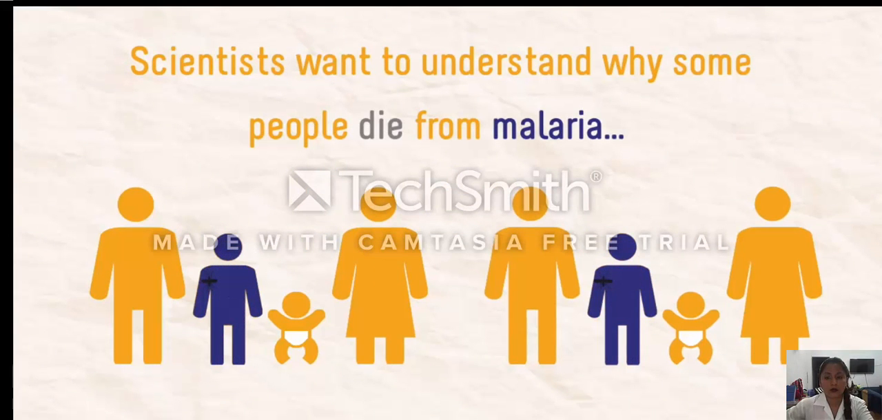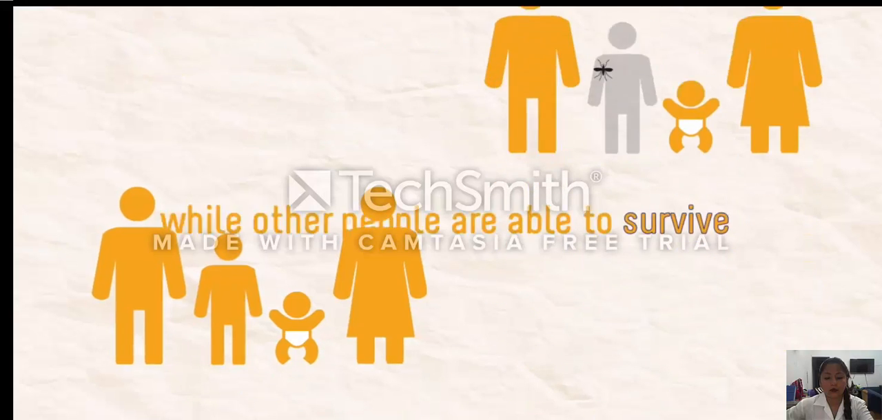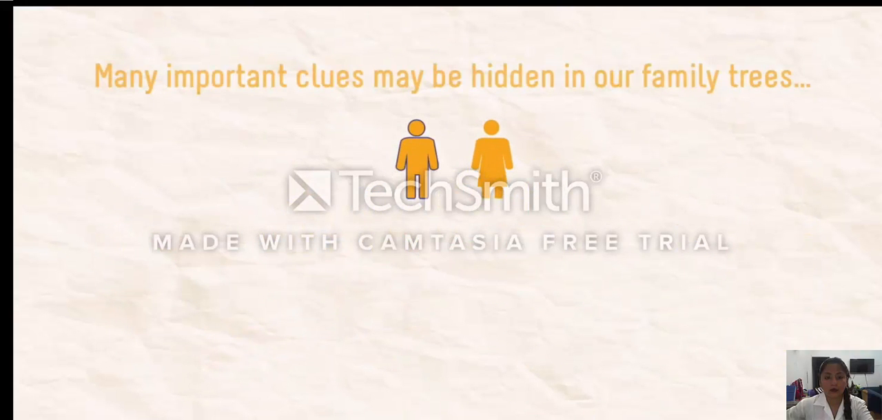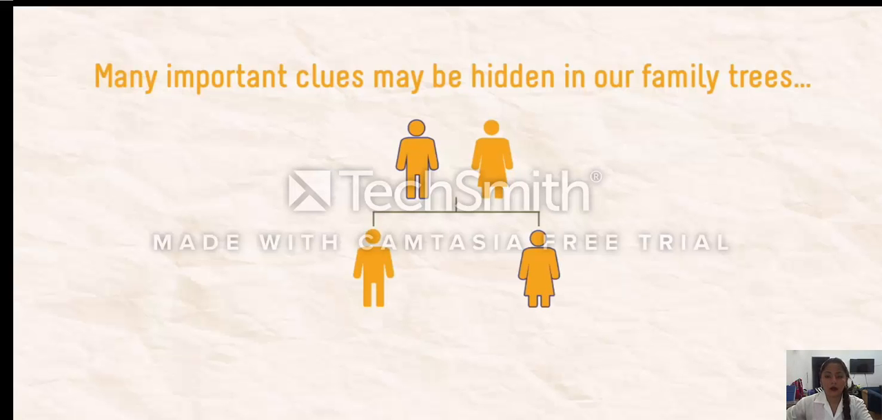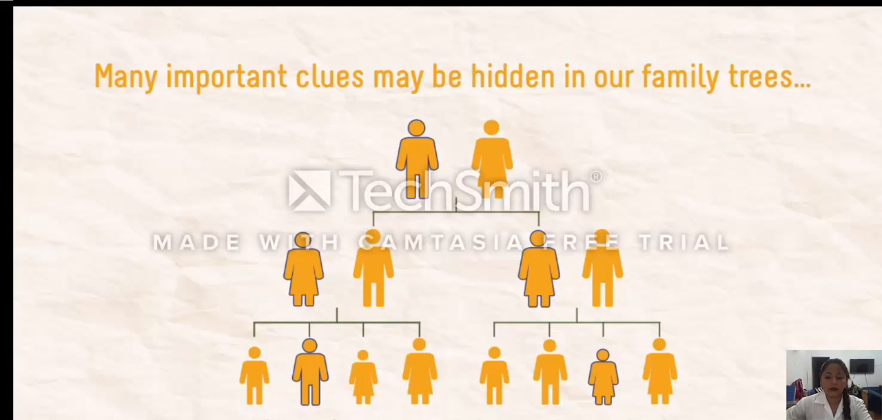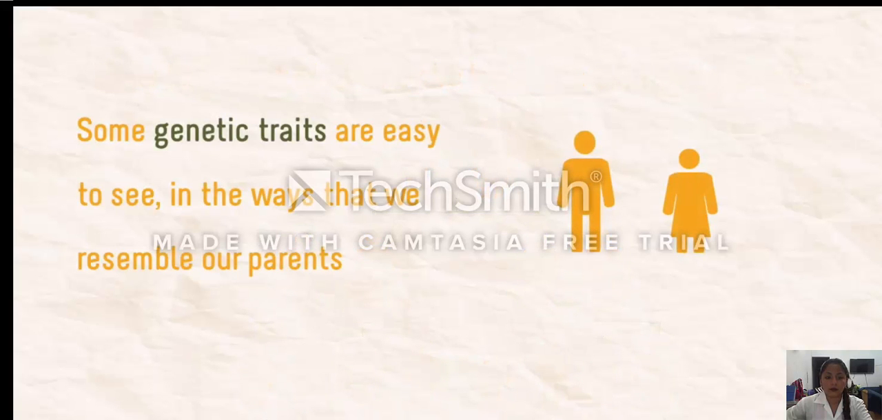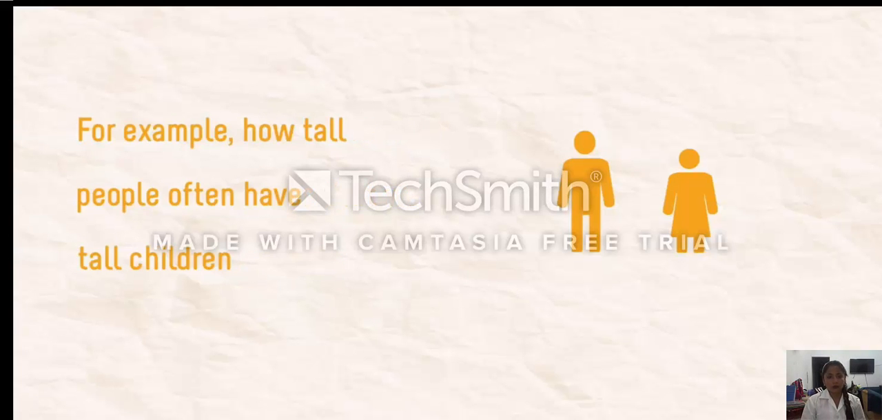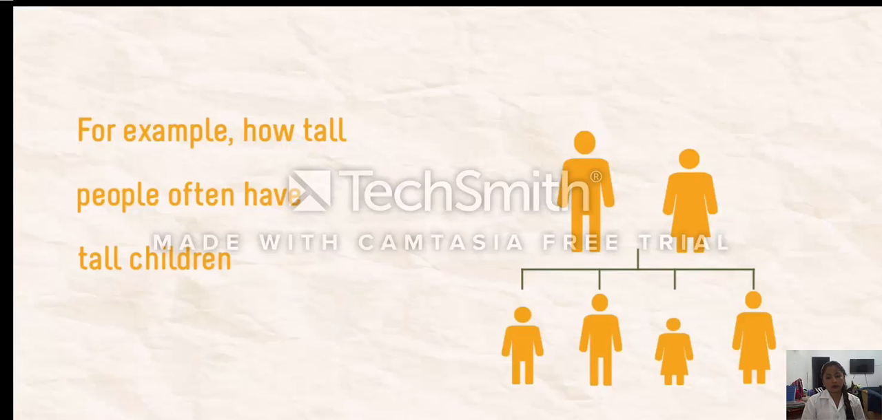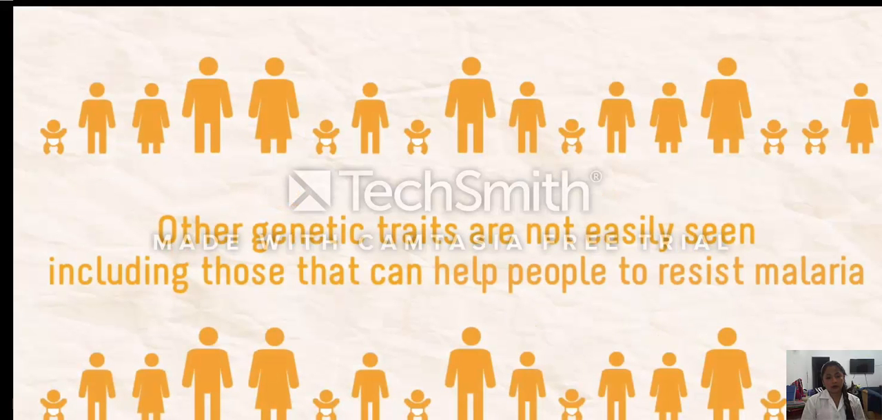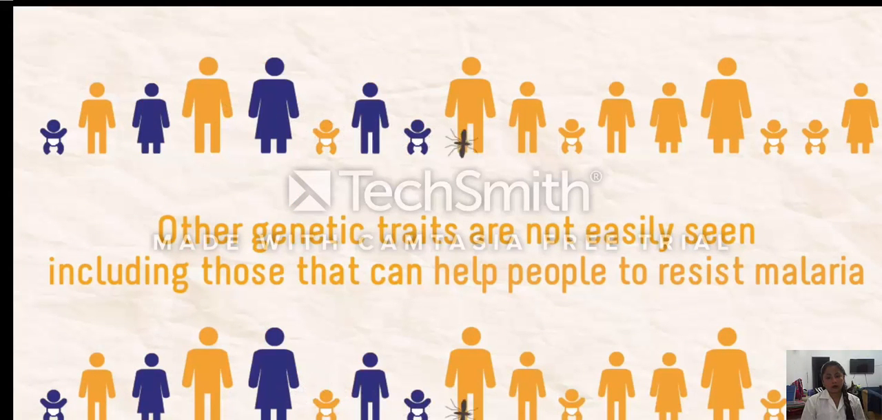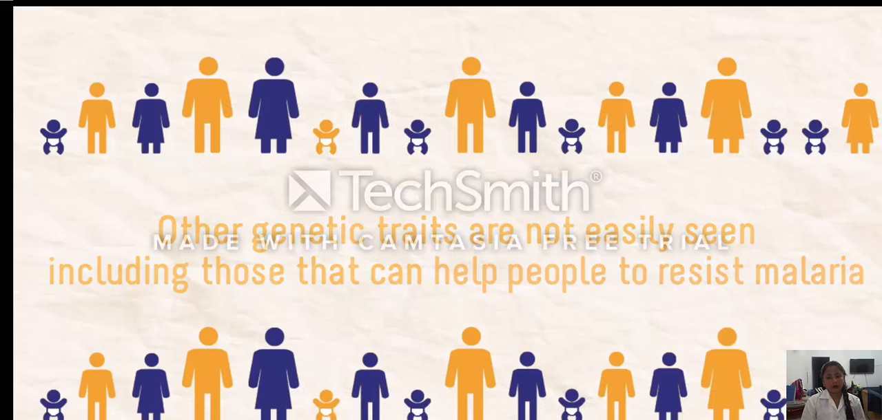Scientists want to understand why some people die from malaria, while other people are able to survive. Many important clues may be hidden in our family trees, in the genetic traits passed down through the generations. Some genetic traits are easy to see in the ways that we resemble our parents. For example, tall people often have tall children. Other genetic traits are not easily seen, including those that can help people to resist malaria.